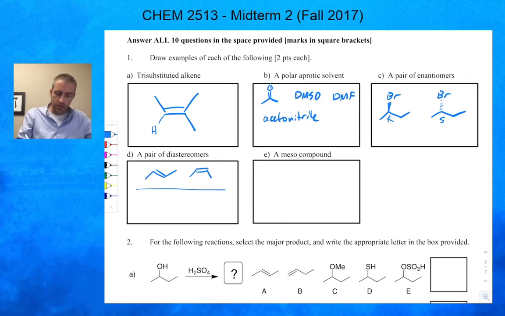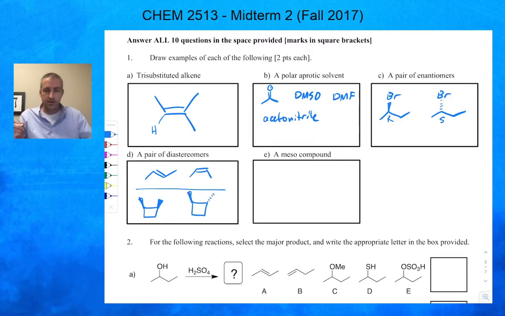Or instead what you might want to think about is something like this molecule where we have a cis and that which is trans. A meso compound is one with chiral centers and a plane of symmetry. How about something like that, where we have a plane of symmetry here and 2 chiral centers in this molecule?